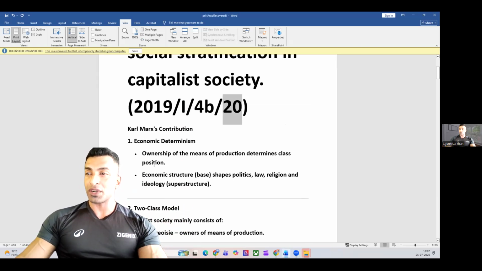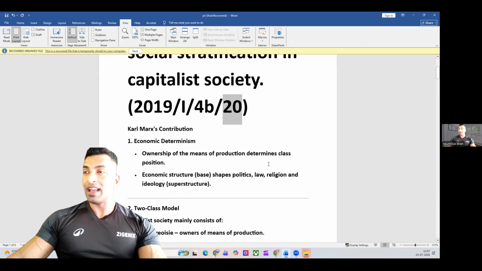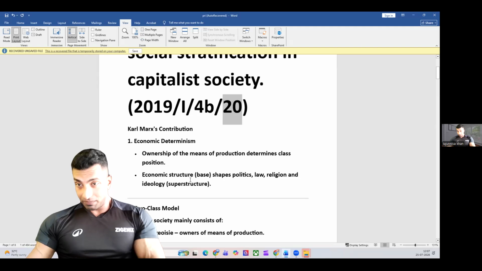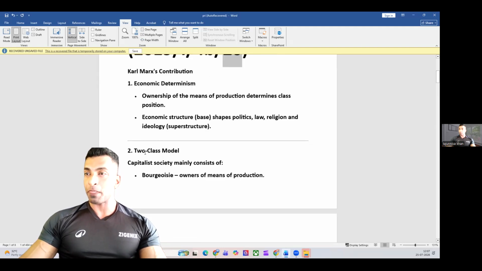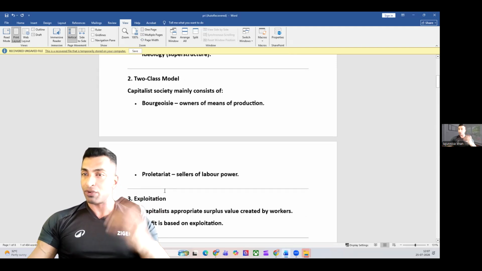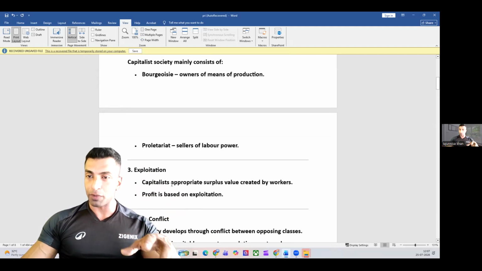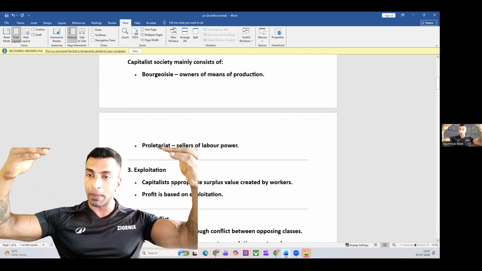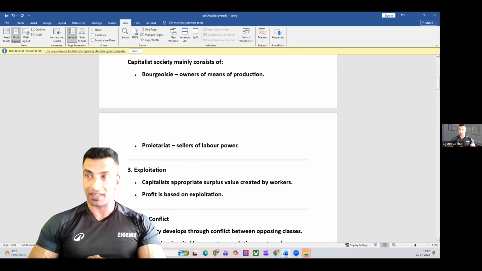So you talk about Marx's contribution, the economic determinism, ownership of means of production determines the class position, and the economic base, the economic infrastructure shapes the politics, law, religion, and everything. That's the superstructure. So he gives importance to the economic infrastructure. Then the two-class model, bourgeois and proletariat in the capitalist society in general, haves and have-nots, or upper class and lower class. He talks about the middle class, but through the process of bourgeoisization and proletarianization, either they will go to the upper class or lower class, and the entire process is what he calls class polarization.